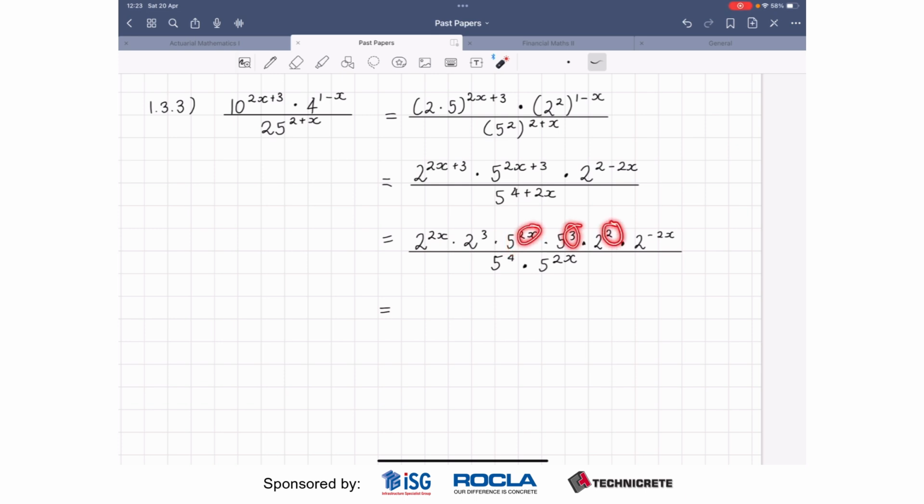But now for the ones that are in the denominator, I'm going to have negative exponents. So I'm going to have minus 4 and minus 2x.